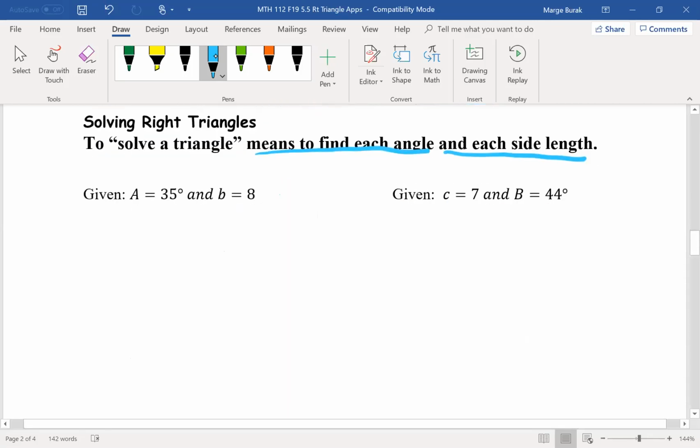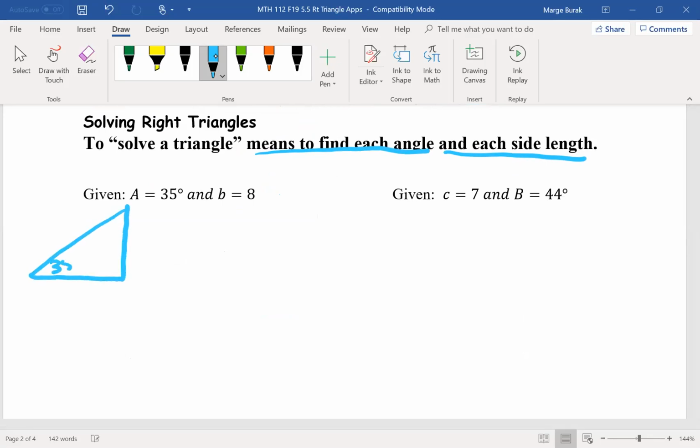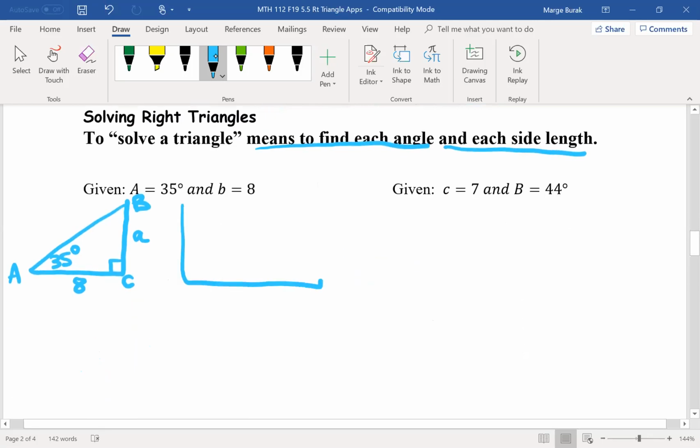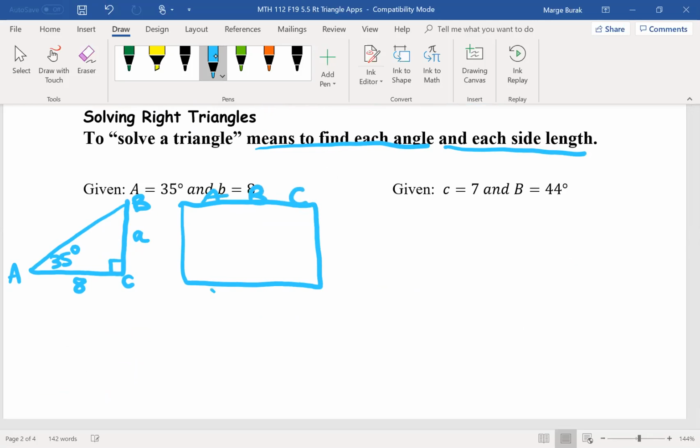So I'm going to go ahead and draw this. If 35 degrees was here, and then this is going to be little a, there's my right angle, then that means that little b is 8. That means this is b, and then the side opposite the right angle will be c, like the diagram here. Then I'm going to make a box, and I'm going to put my angles on the top, A, B, C, and my sides on the bottom, a, b, c.